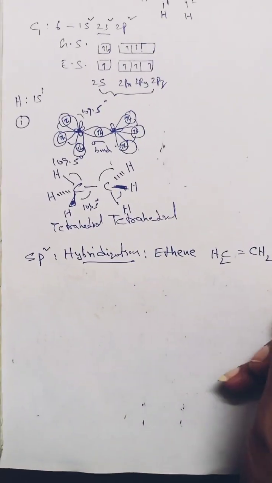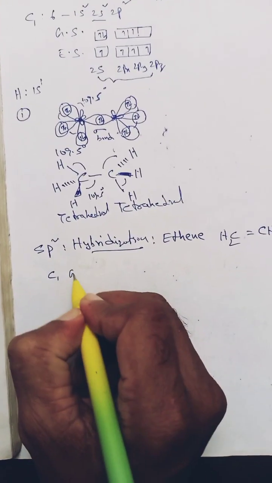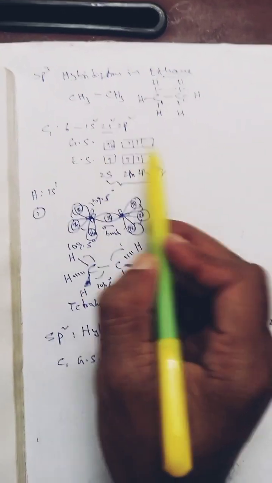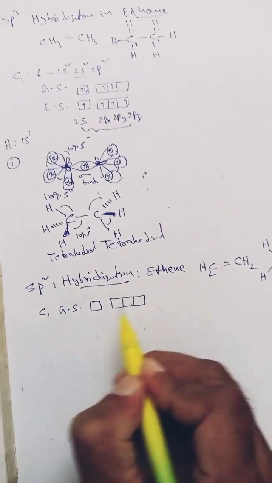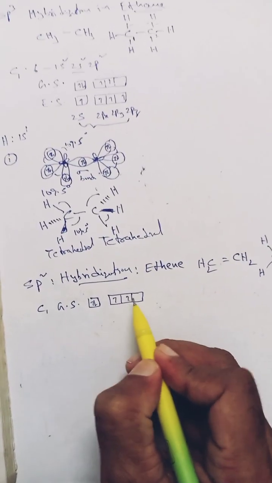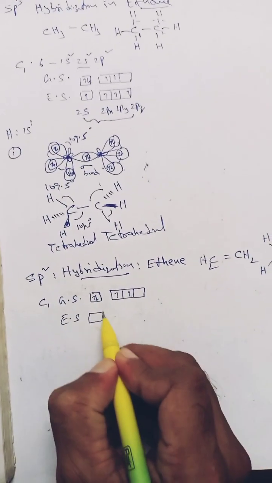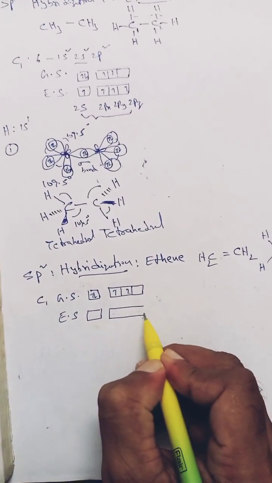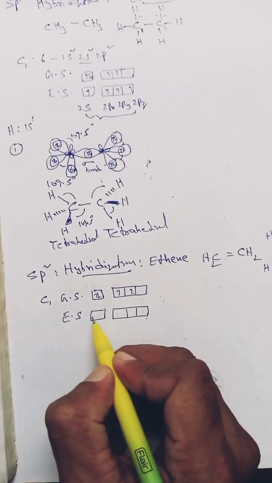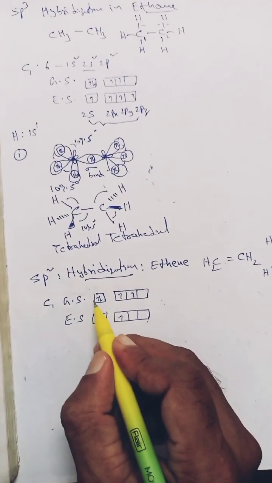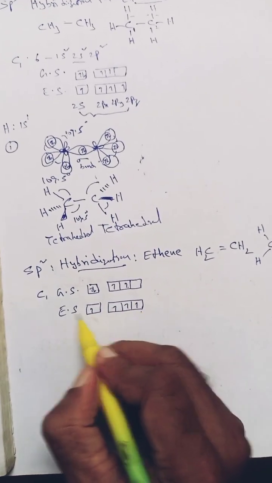So here, if we write for this C1, that C1 ground state electronic configuration is the same as this one: 2s2 2p2, here 2 electrons, here 1 electron. In the excited state, before going to form a bond, electrons will be excited, that means they acquire energy. By acquiring energy, this electron will jump from the 2s orbital to the 2pz orbital. Here this electron is nothing but this one, that means excited state.